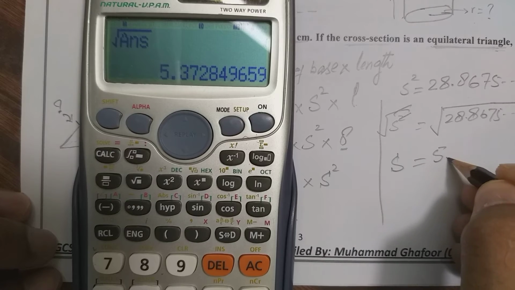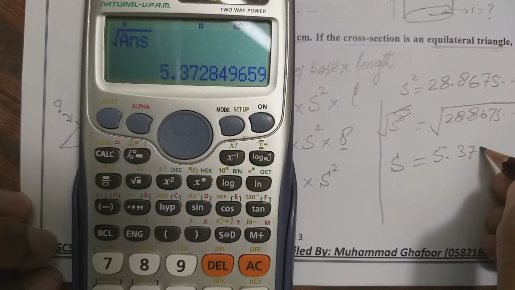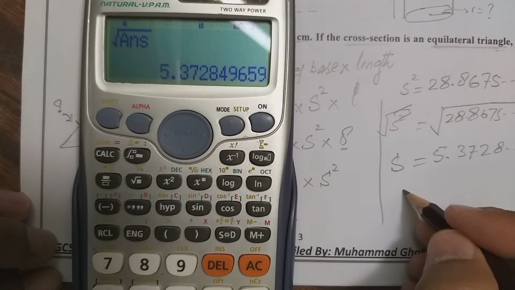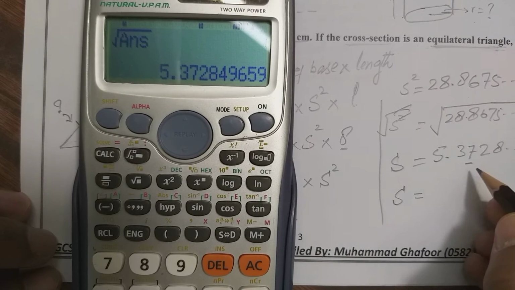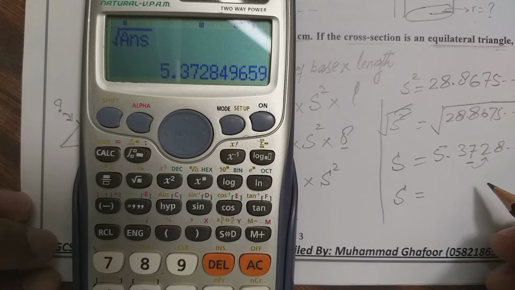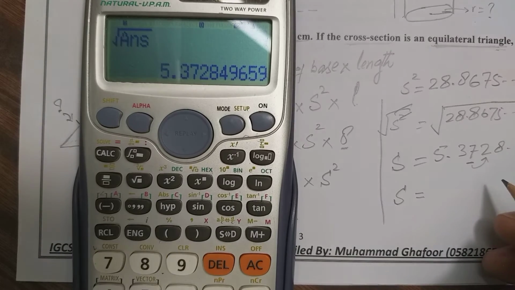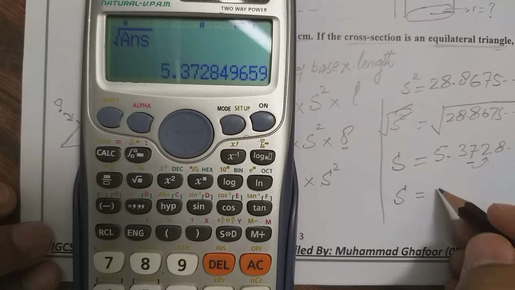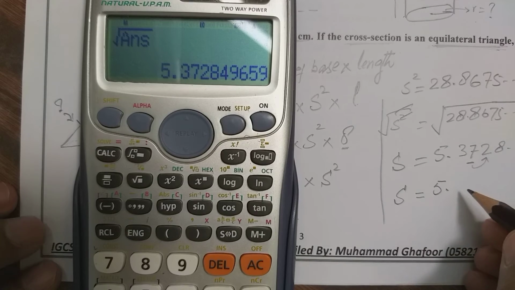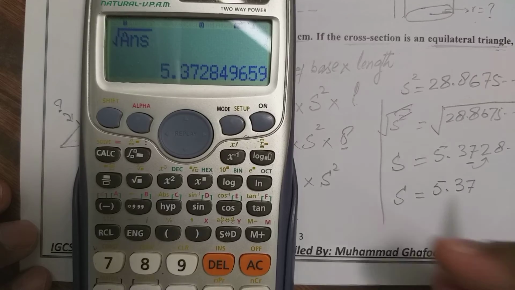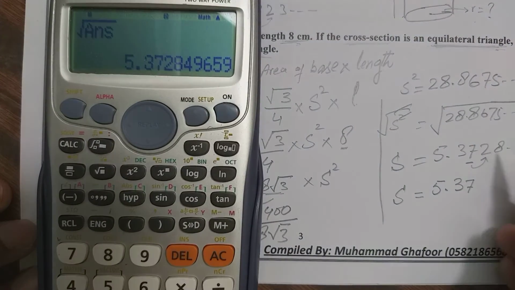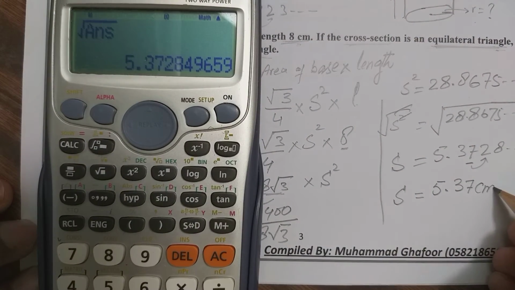5.3728 and so on. I'm just writing three significant figures. From here, the third value after that is less than 5, so I leave it as it is. So the answer is 5.37, and because it's a side and we had the information in centimeters, it is centimeters.